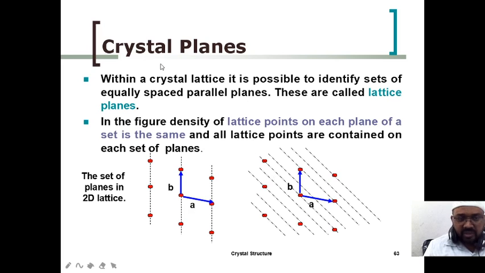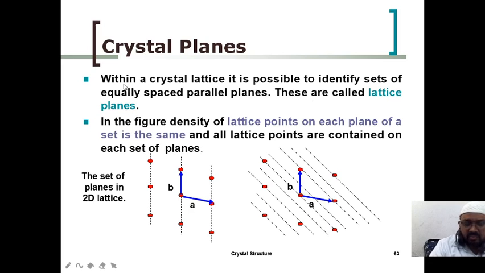Now, when we go for the crystal, just now we learned how crystal directions look geometrically. Now we go to what is actually the meaning of crystal planes. When I say planes, how do those planes look? Within the crystal lattice, it is possible to identify sets of equally spaced parallel planes. What do planes actually mean? This is the x-axis and this is the y-axis. This indicates one plane, and this is another plane. So we call it a set of equidistant planes. These are called lattice planes.